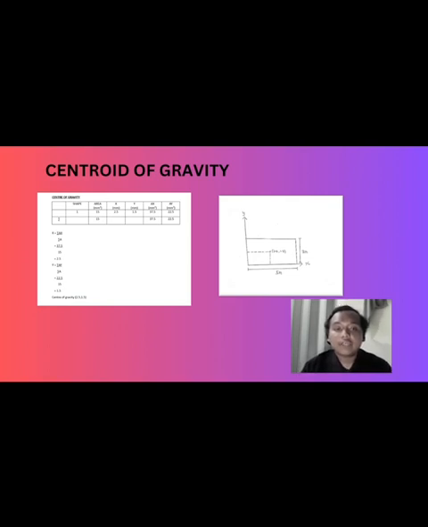And then for the Ax and Ay, we just multiply area times x and y, and we get Ax and Ay. Then we use the formula of center of gravity, which is the total of Ax divided by the total of area, and then we get the centroid of gravity of the shape.